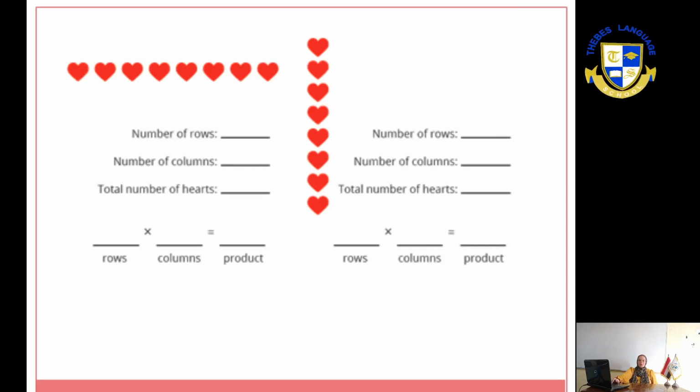1 row and it consists of 8 hearts. So the number of rows is 1. The number of columns is 8. The total number is 8, so we are going to make 1 times 8 equals 8. In the other picture, we have the number of rows 8, number of columns 1, the total number of hearts equals 8, so we are going to say 8 times 1 equals 8. Okay, in the next page, book page 43.